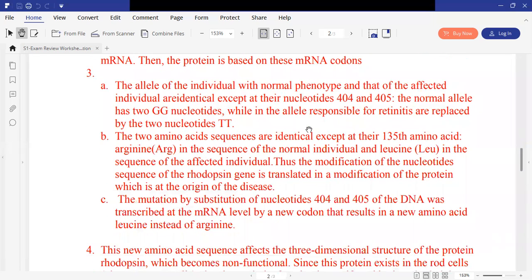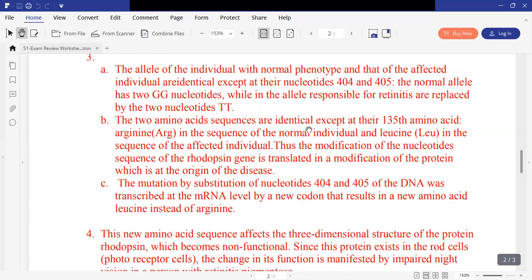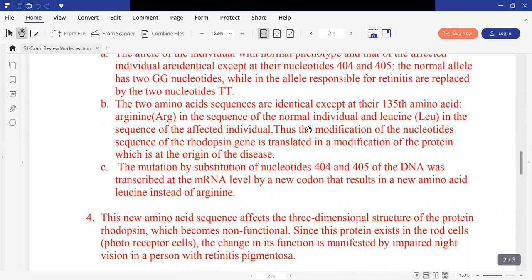So they said here, specify the type of mutation. Here we have substitution of nucleotides 404 and 405, which are transcribed at the level of mRNA into a new codon. These codons will lead to new amino acids, based on a full comparison and on your information throughout the origin of the retinitis pigmentosa.